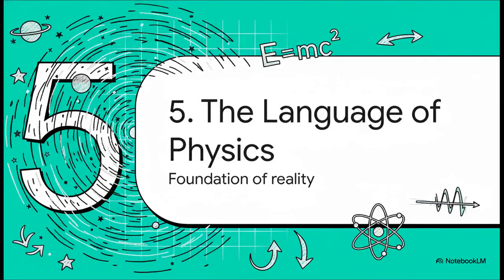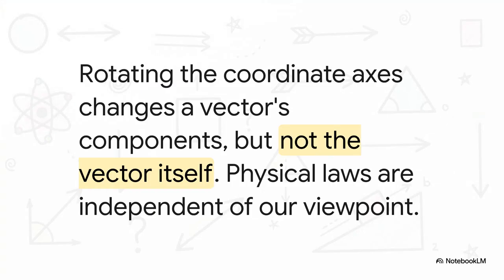Okay, for our last section, let's just pull back for a second and talk about why all this matters so much. This isn't just some neat math trick. This is the very language that physics is written in. This slide shows a really deep and beautiful idea. Do you see how, if we rotate our point of view, our coordinate axes, the numbers for the components change, but the vector itself, that physical arrow representing a force or a velocity, stays exactly the same? That's because the vector describes reality, and reality doesn't care which angle we choose to look at it from.